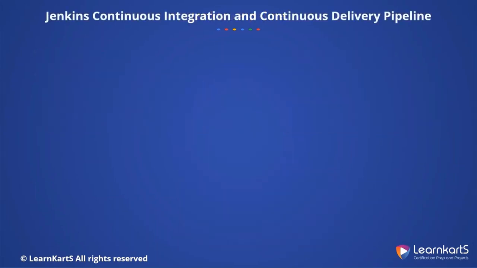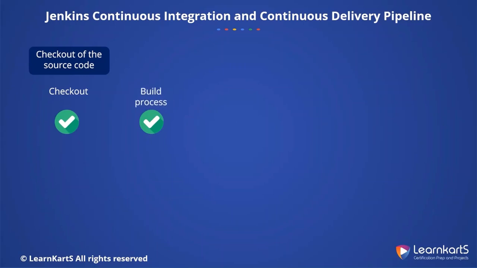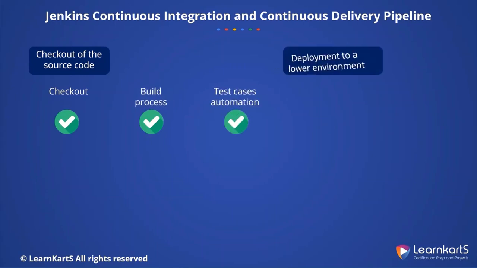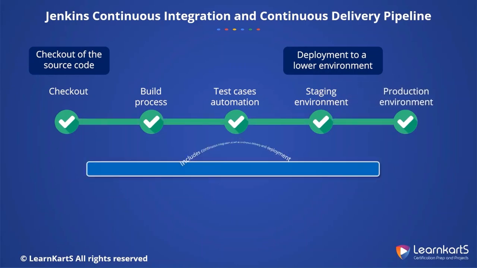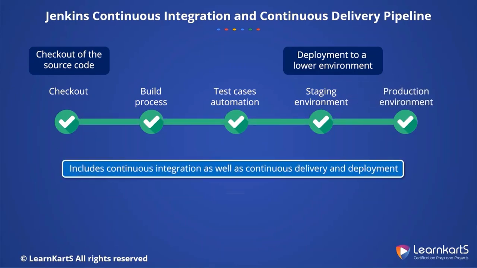First, you have to go for the checkout of the source code. Then you go for the build process. After that, you go for test case automation. Later on, you can do a deployment to a lower environment, which could be a staging environment, and ultimately go towards the production environment. It's not only about continuous integration, but continuous delivery and deployment, everything in line.